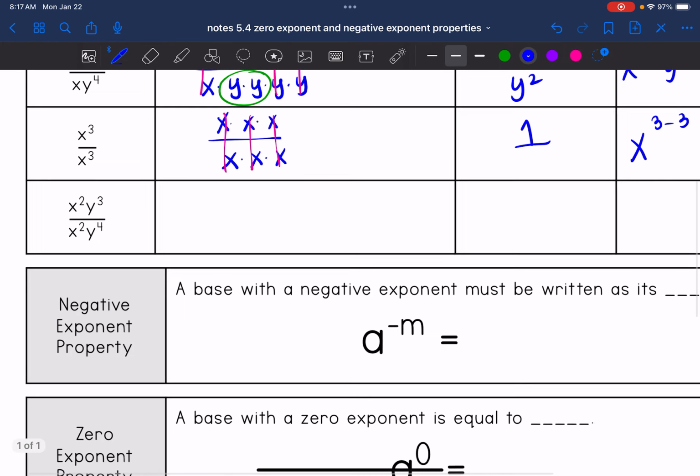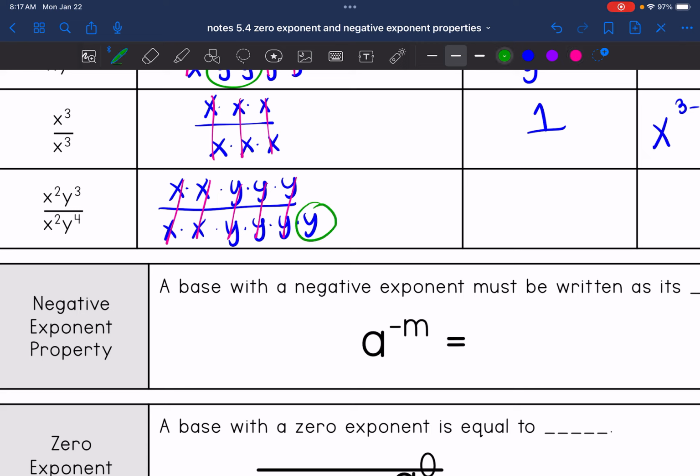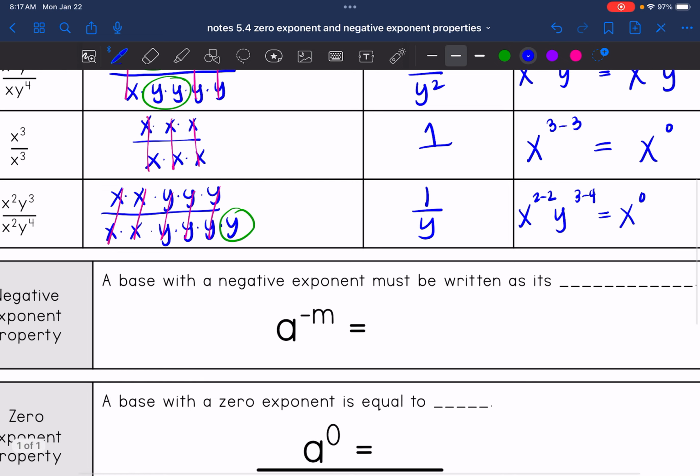Okay, and then one last exploration to do. x squared y cubed over x squared y to the 4th. Let's cancel out our like terms. And all I'm left with is a y at the bottom, so 1 over y. If I were to use the quotient rule instead, I'll have x to the 2 minus 2 and y to the 3 minus 4. So x to the 0, y to the negative 1.